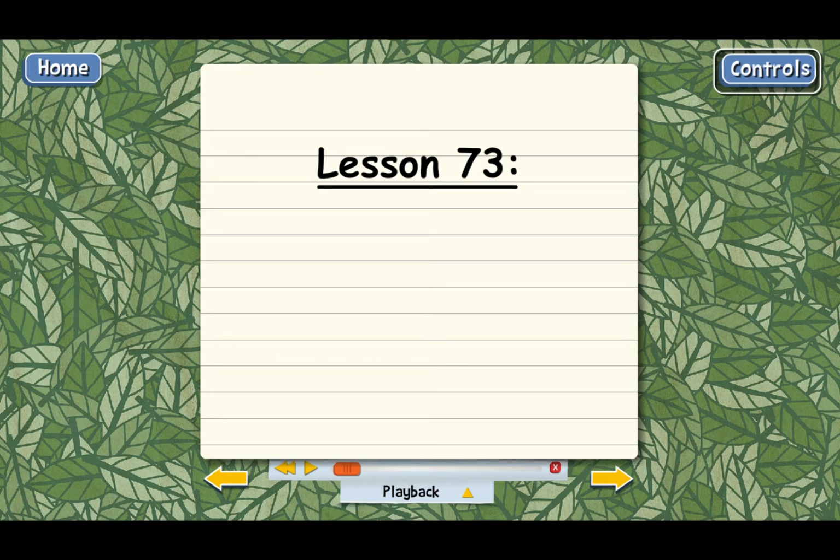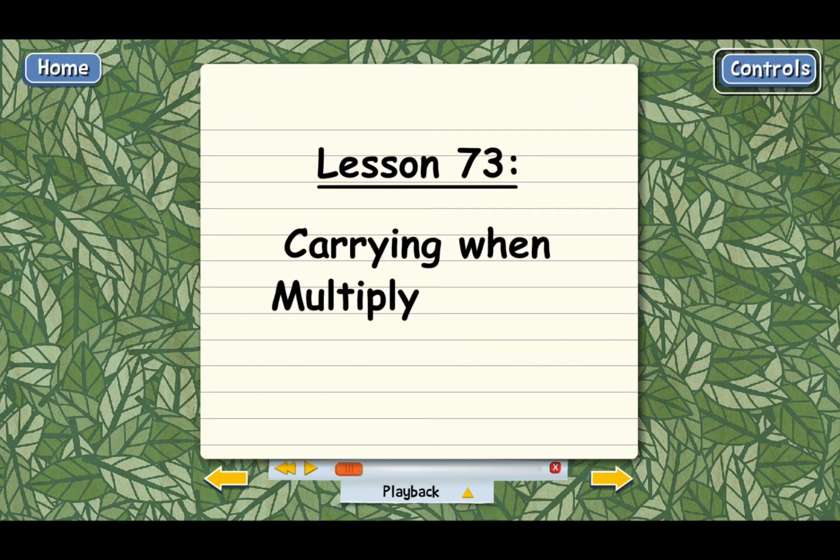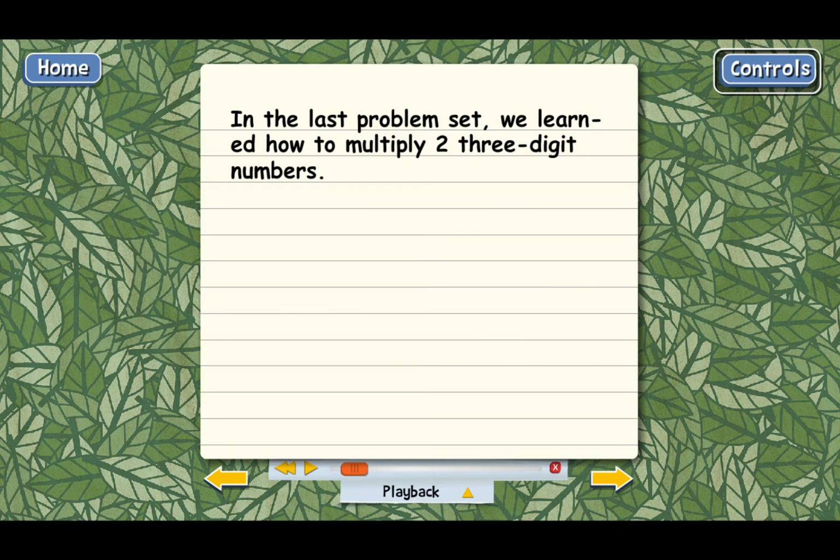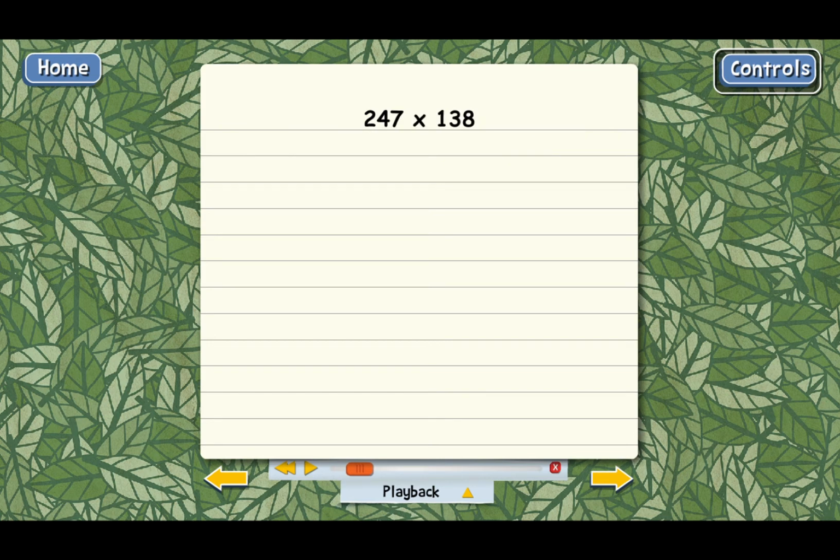Lesson 73, carrying when multiplying two big numbers. In the last lesson, we learned how to multiply two three-digit numbers, but we didn't do any carrying on any of our examples. Here's a problem with three-digit numbers where we actually need to carry. Let's go through this.